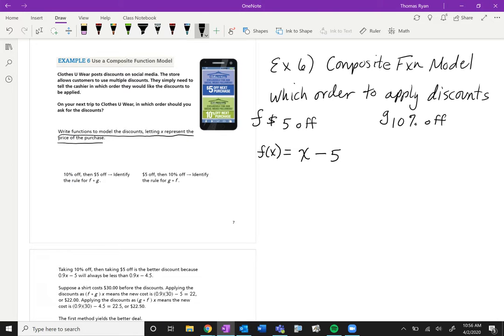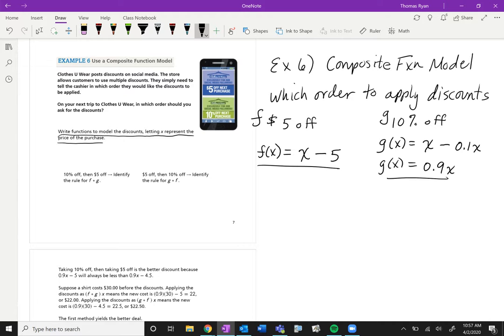So let's take a look at g. g is you get 10% off. So g of x is going to be the price of whatever you purchase, and you subtract 10% of that purchase price. So x minus 0.1x, since 10% is 0.1. These are like terms, they're both x terms, so we're really saying 1 minus 0.1, which is 0.9x. And if you think about it, that should make sense.